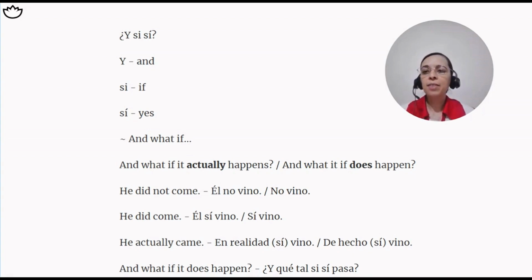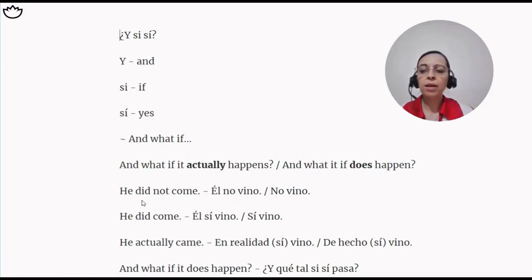Now, I already said that if you want to say ECC, you could say something like "and what if" in English, right? But we actually need a little bit more help, and we get it from words like "actually" and "does", like we have here. So, "and what if it actually happens", and "what if it does happen" would be, ¿y qué tal si sí pasa? Okay?